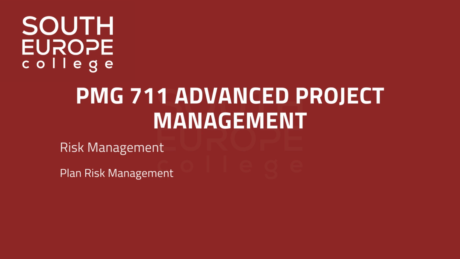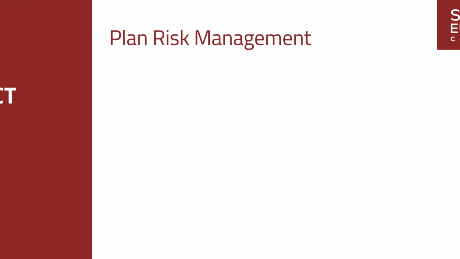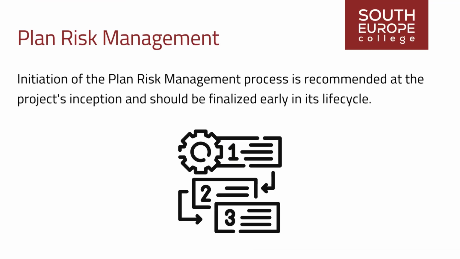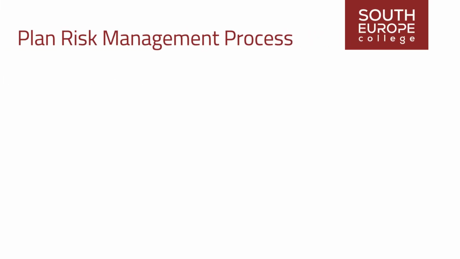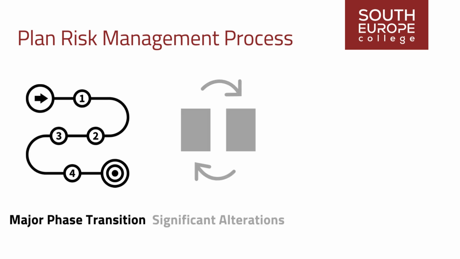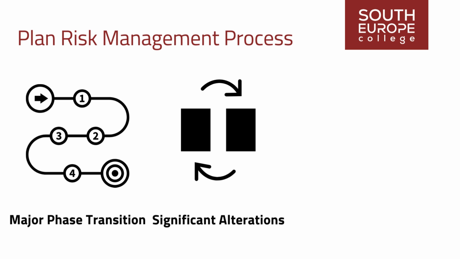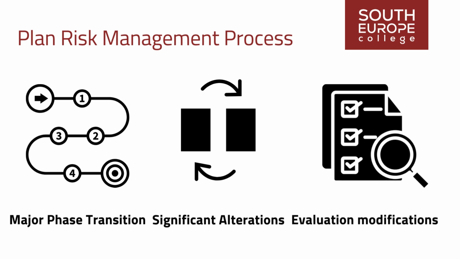This segment will cover plan risk management. Initiation of the plan risk management process is recommended at the project's inception and should be finalized early in its life cycle. There might be instances where revisiting this process is necessary, such as during a major phase transition, significant project scope alterations, or if a subsequent evaluation reveals the need to modify the project risk management process's effectiveness.